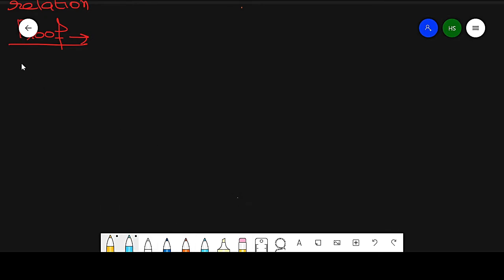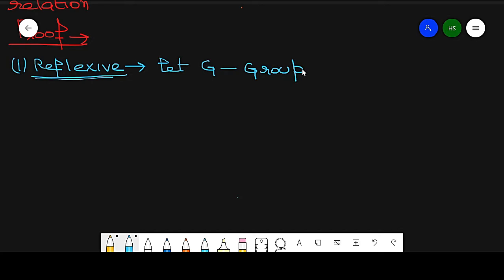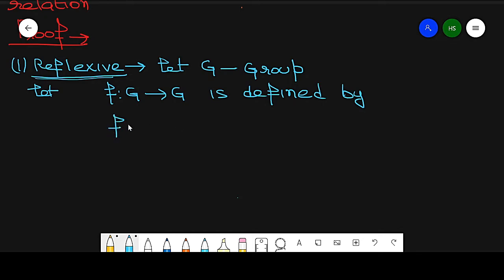So that is related to this. First property is reflexive: a group is related to itself. Now I take G to be a group, and f is a mapping from G to G, defined by f(x) = x for every x belongs to G. It means it is an identity mapping.